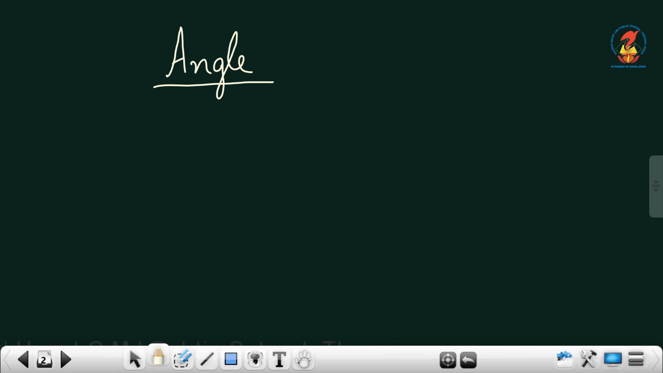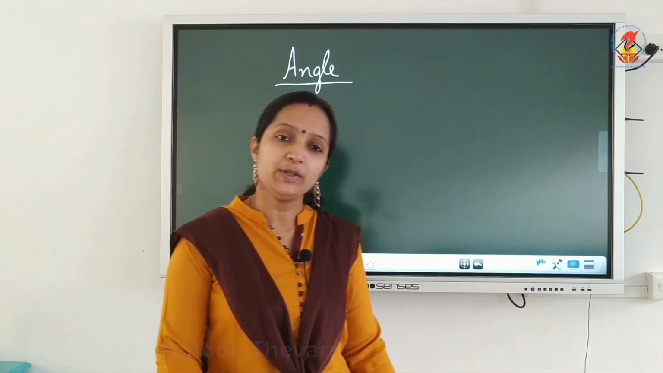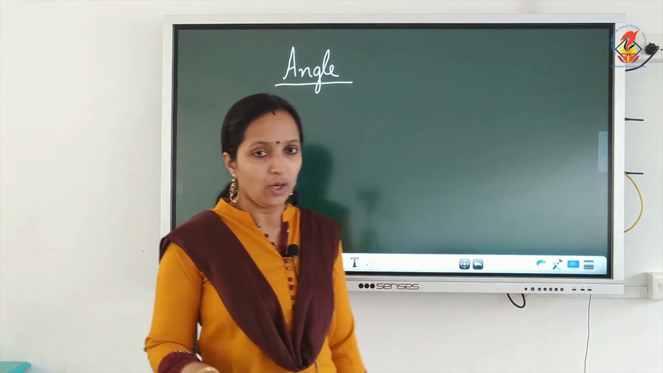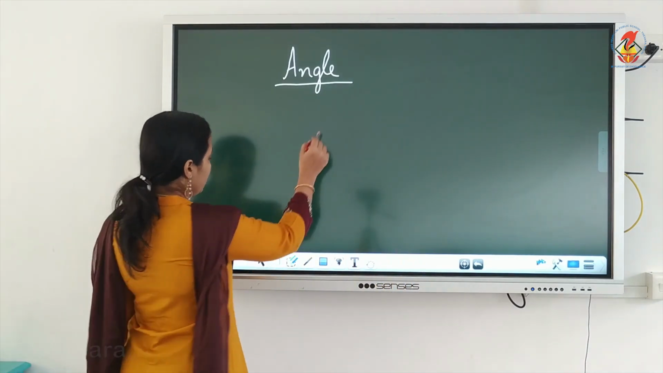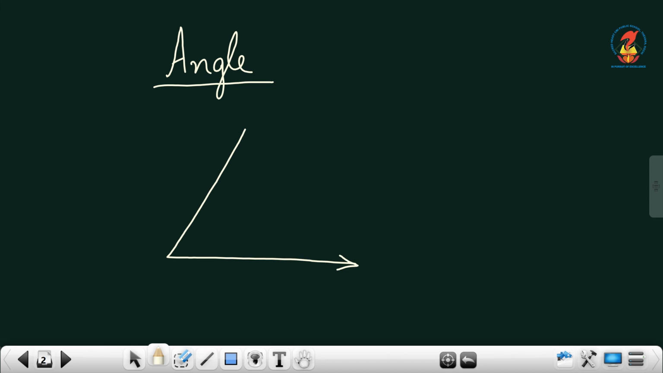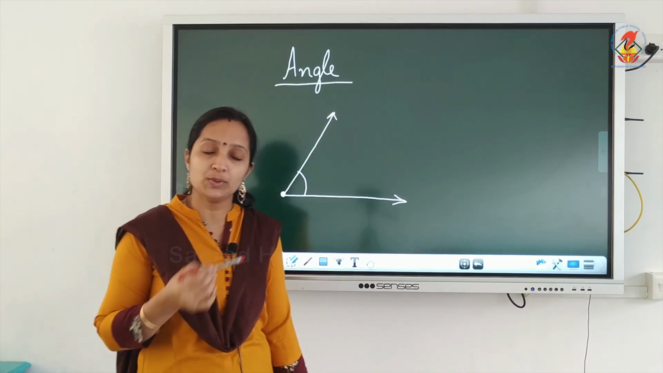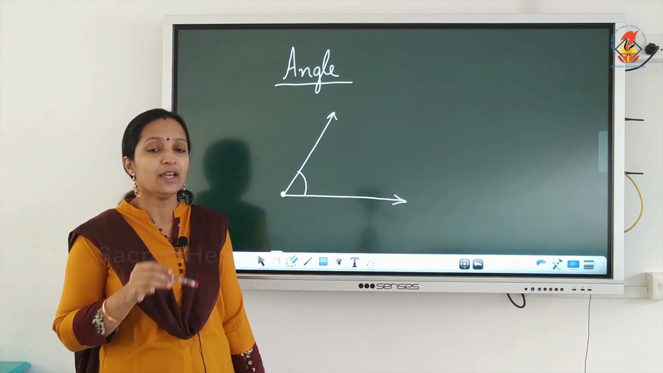We already studied angles are formed when two rays or two line segments have the same starting point or initial point. So this is a ray and this is also a ray. These two rays are starting at the same point, so we will get one angle here. We already learned it. Angles are formed when two rays or two line segments start from the same point.